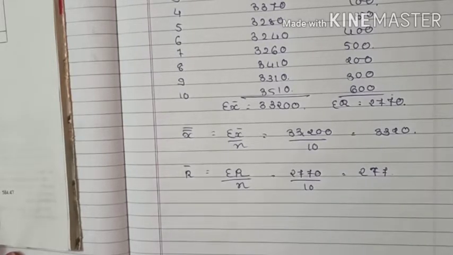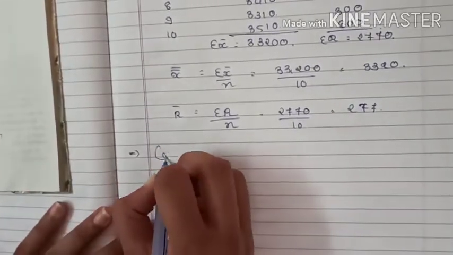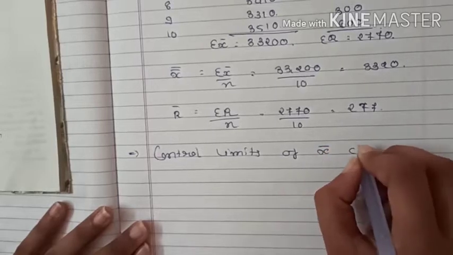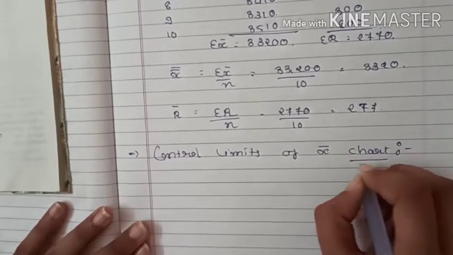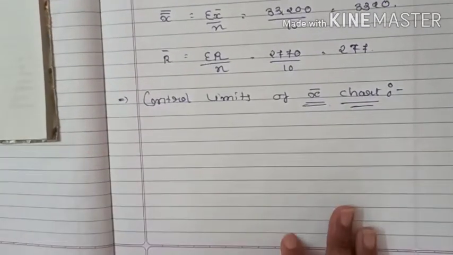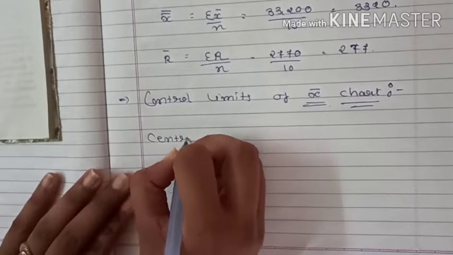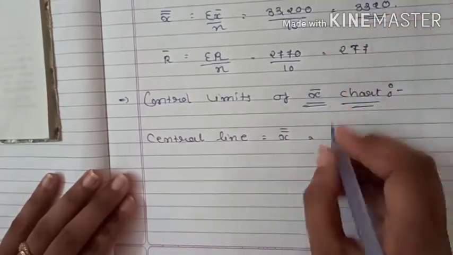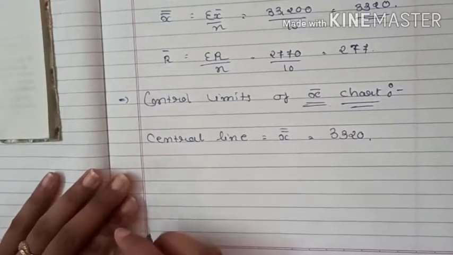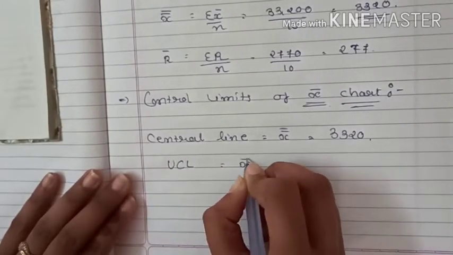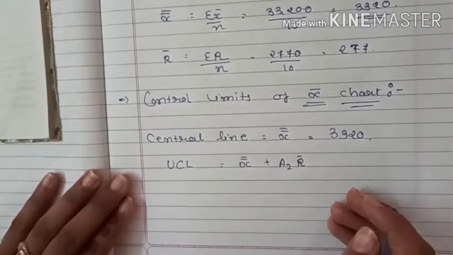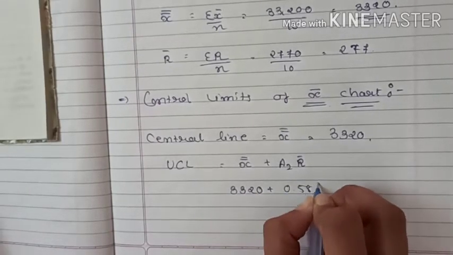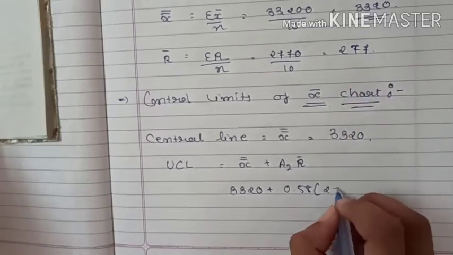277. Right? Now, first we have to find out the control limits. Control limits of X bar chart. Let's find out. Central line is equal to X double bar. What is X double bar? 3320. Now upper control limit is X double bar plus A2 R bar. The value of A2 is given, 0.58. R bar is 277.